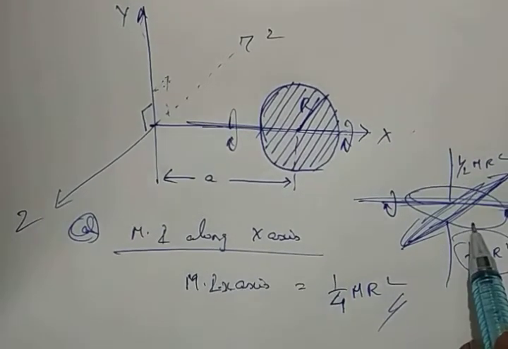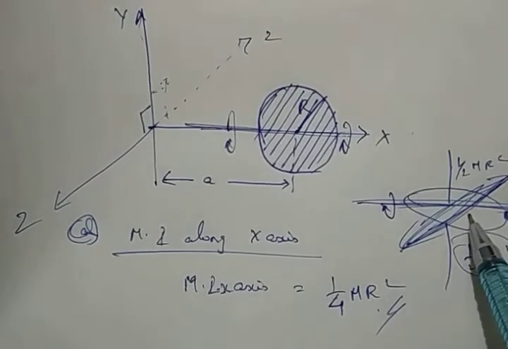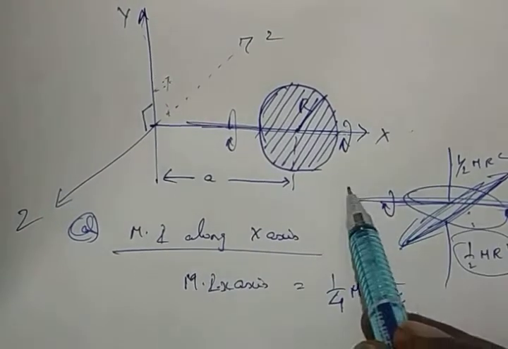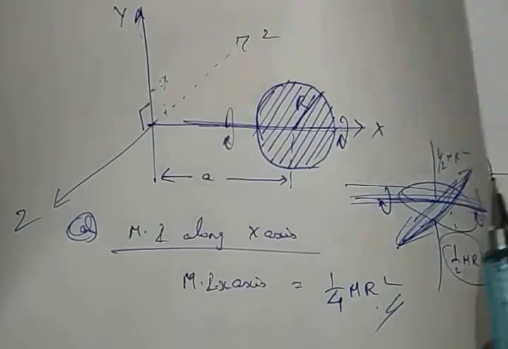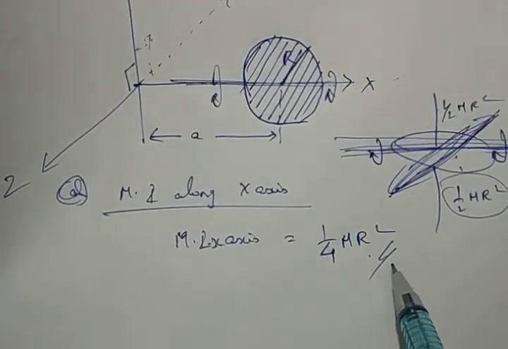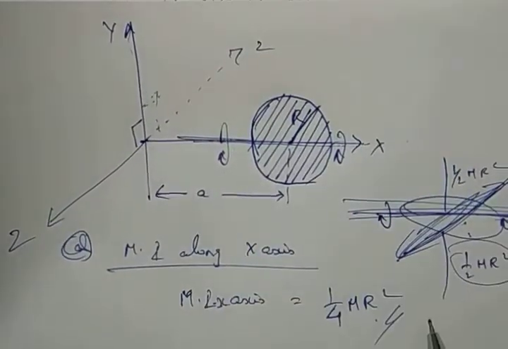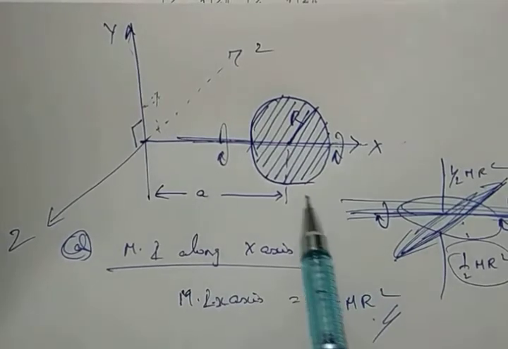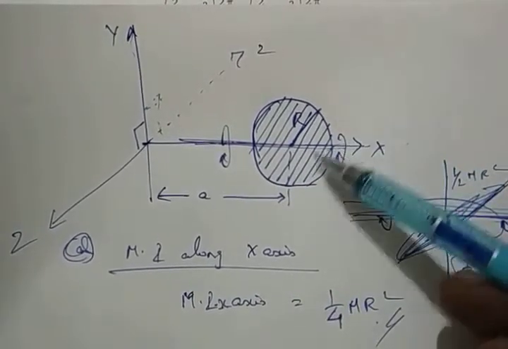If you don't understand this one, please go back and refer to the disk one, what we have done along the axis passing through the disk. We have done this one. Same thing we have done. So that's the same thing which is there. So that is when it is rotating like this.